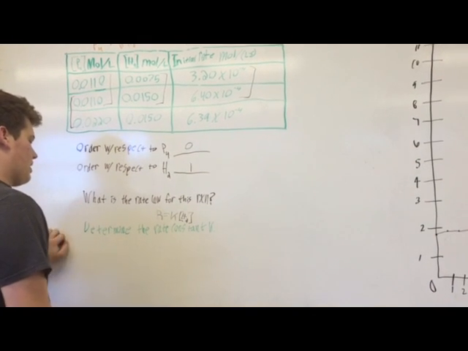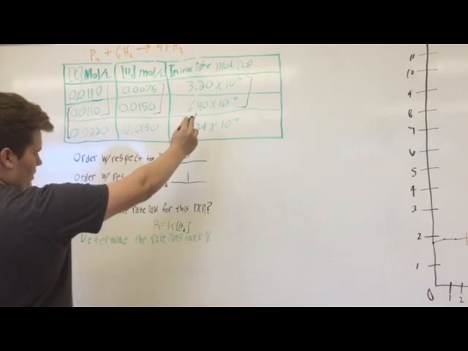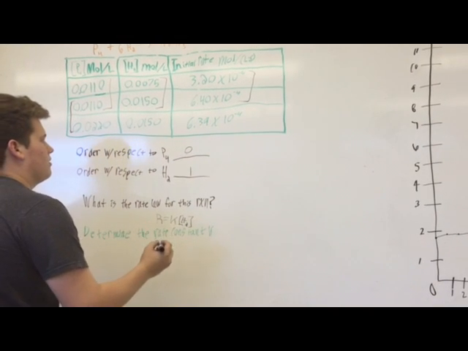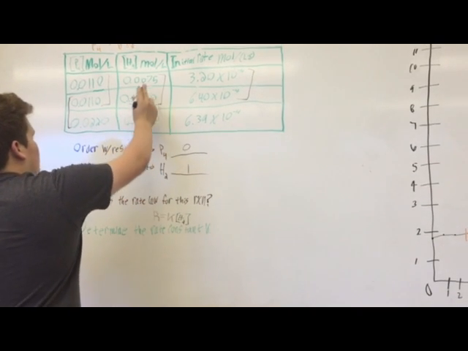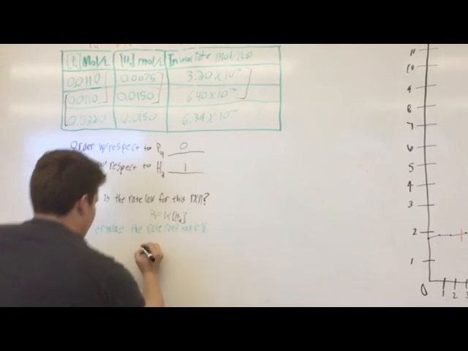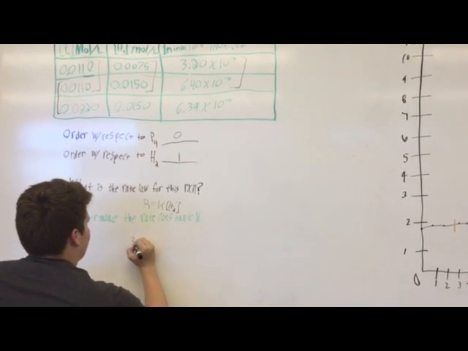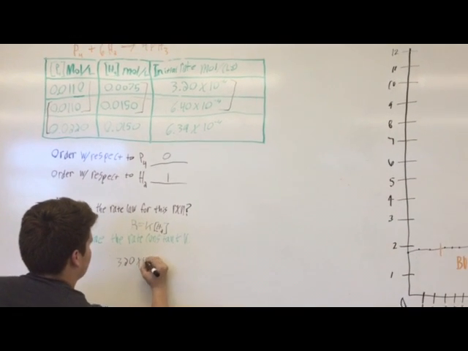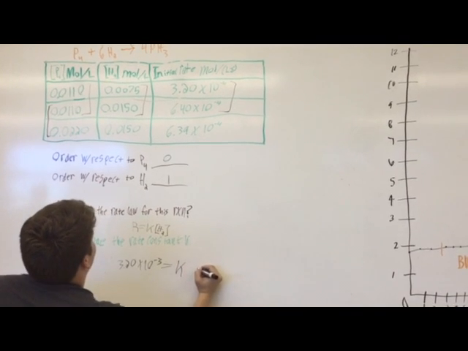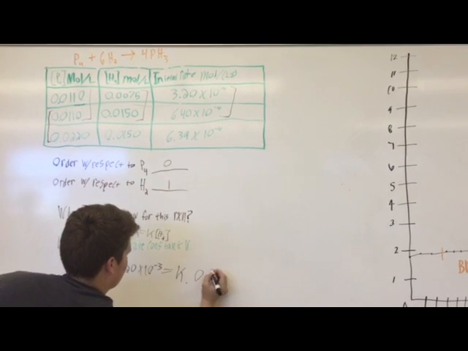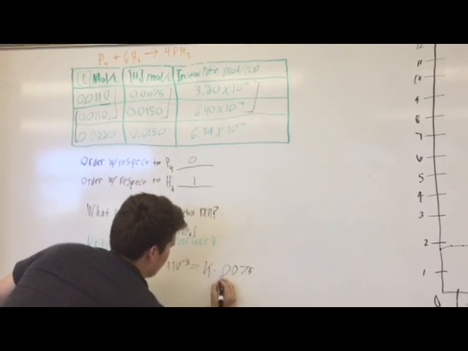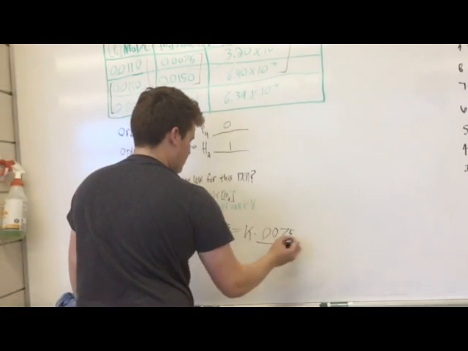And so determining the constant, you're just going to take the rates and plug in. You take your concentration of H2, and it doesn't matter which one, you can just do whichever, so I'll do these two right here. So you get 3.20 times 10 to the negative third equals K times 0.0075. So there, you're just simply going to divide it out.